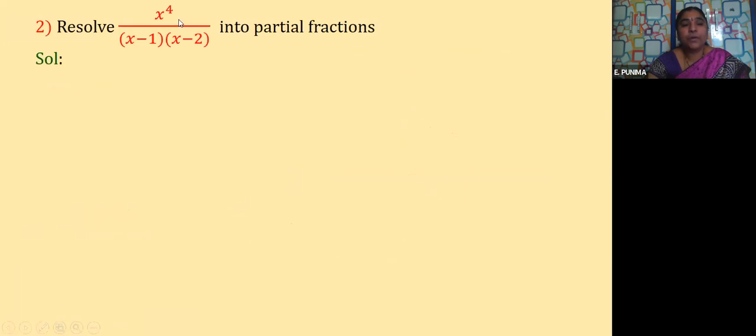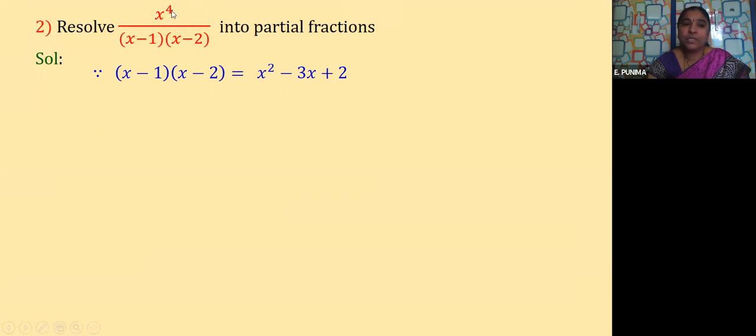Resolve x to the power of 4 by x minus 1 into x minus 2 into partial fractions. So now here, if you observe the fraction, the numerator's degree is 4 and what is the denominator's degree? It is a product of two linear factors, yes or not? So when you multiply, what do we get? x square minus 3x plus 2. That means what is the degree here? It is quadratic, so the degree is 2 here.